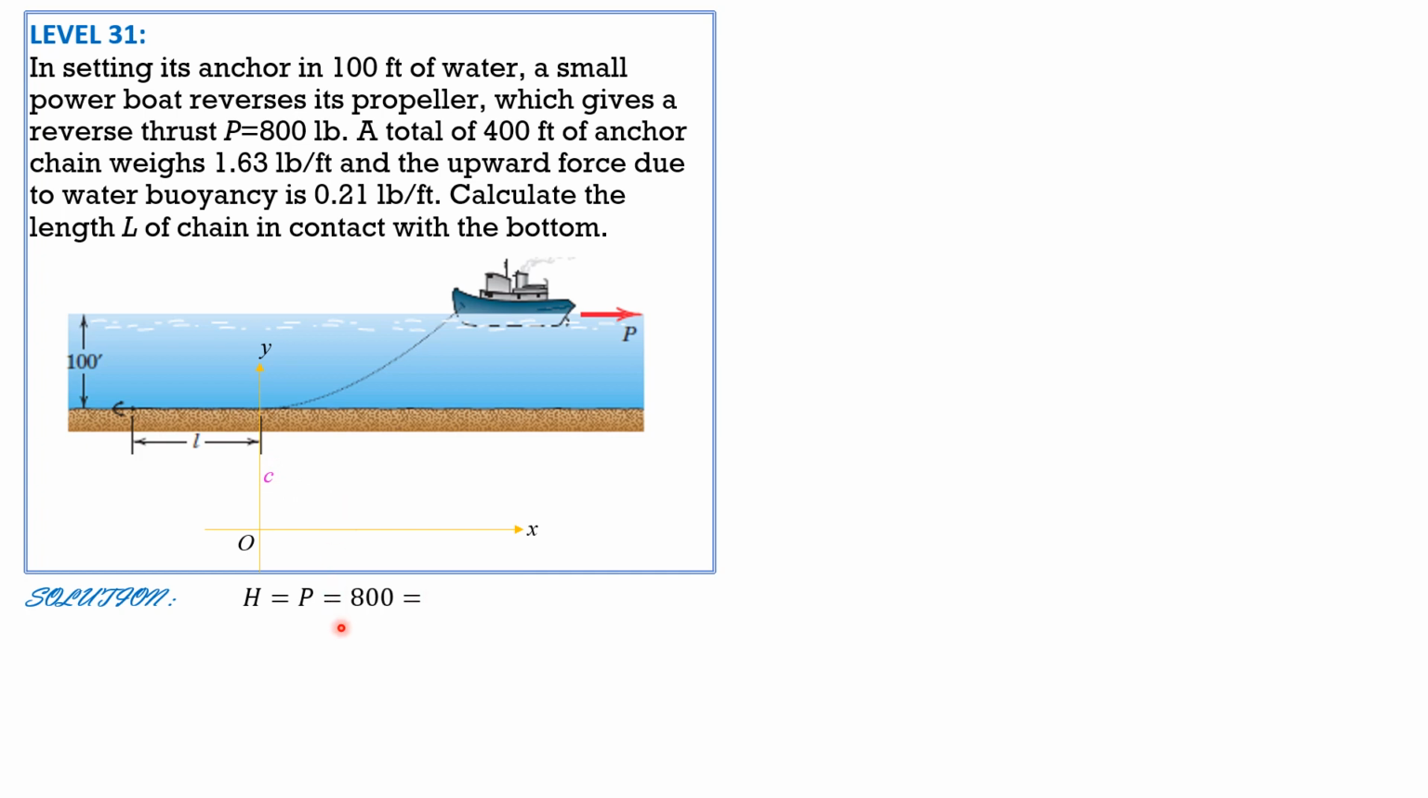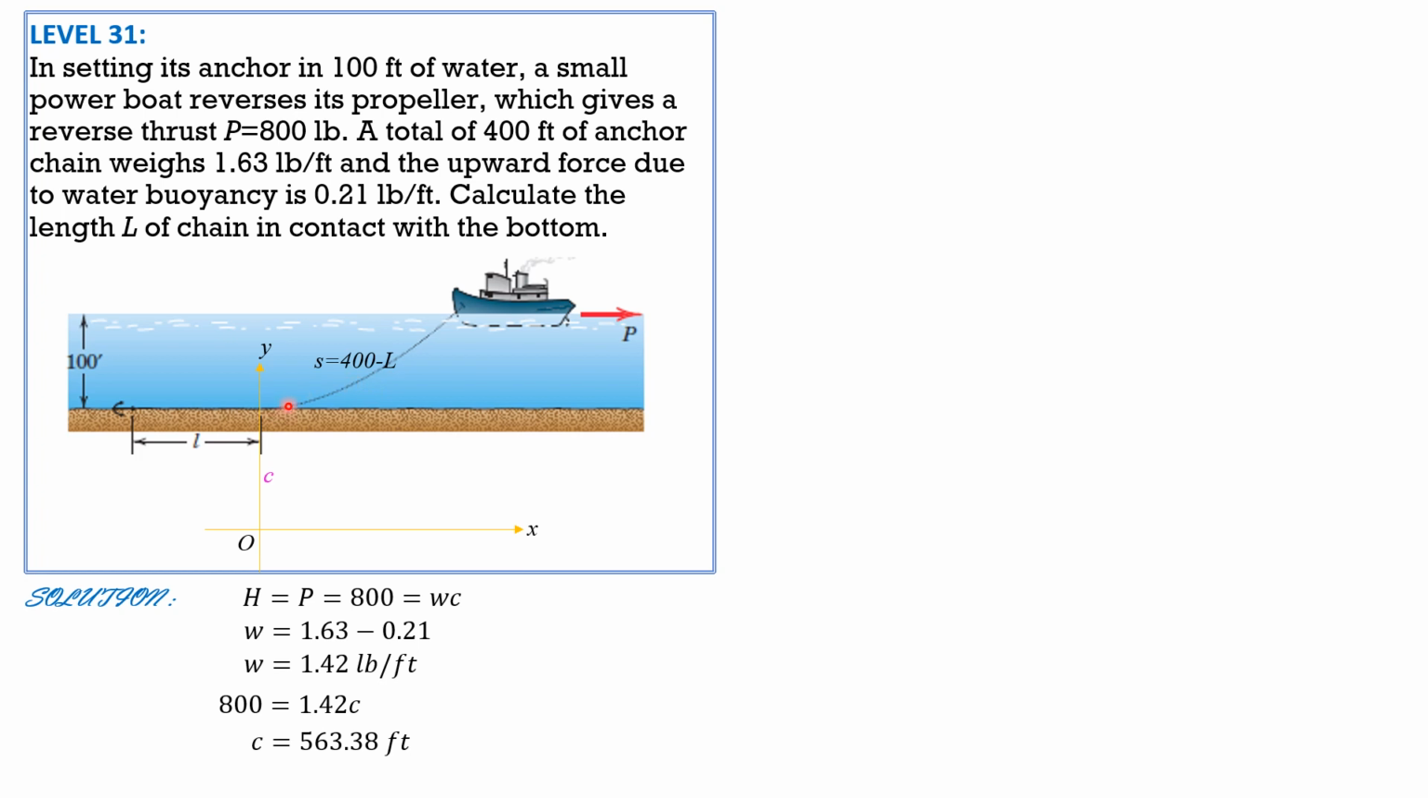So H is P, 800 equals W times C. The net W is 1.63 minus 0.21. So the uniform weight that is net is 1.42 pounds per foot. So substitute 800 equals 1.42 times C. So C is 563.38 feet. And since Y equals C cosine hyperbolic of X over C, we can solve for X.